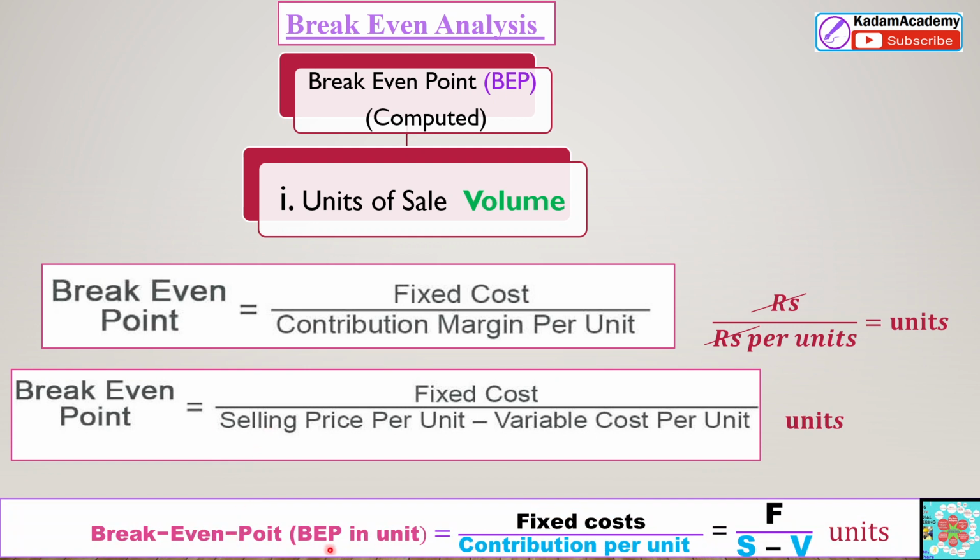So the break-even point in units is the fixed cost upon the contribution per unit, that is F divided by S, the sales price per unit, minus V, the variable cost per unit, that is S minus V, in units.